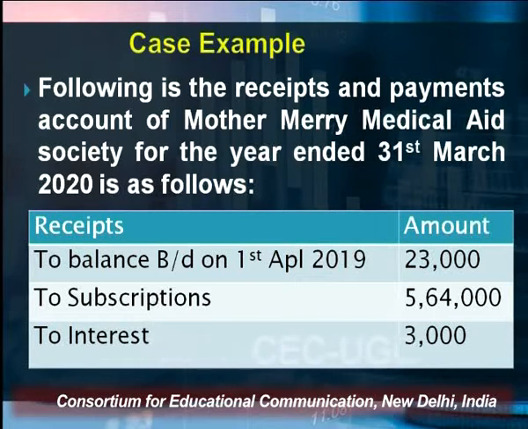It says to balance b/d on 1st April 2019, 23,000. Friends, please be very sure that when we have to prepare an income and expenditure account, it is very important to note down the dates, because dates may demand adjustments. Unless we read carefully the date of the opening balance, and the date of any receipt or payment, whether it belongs to the current year or the previous year, it really makes a difference.